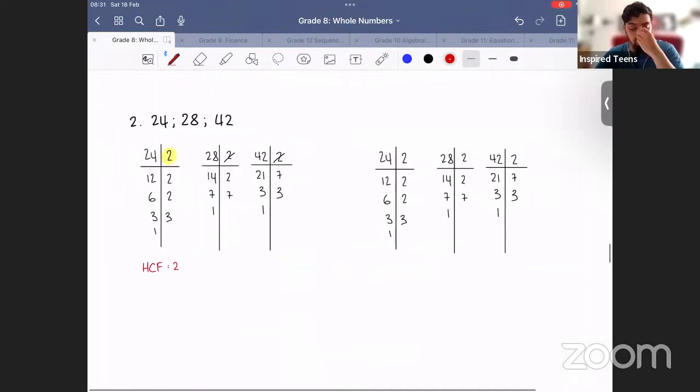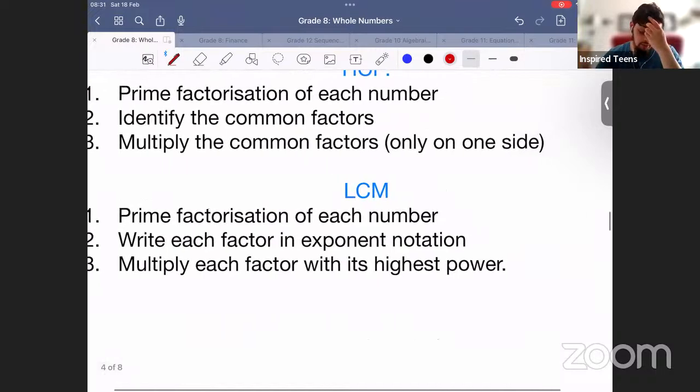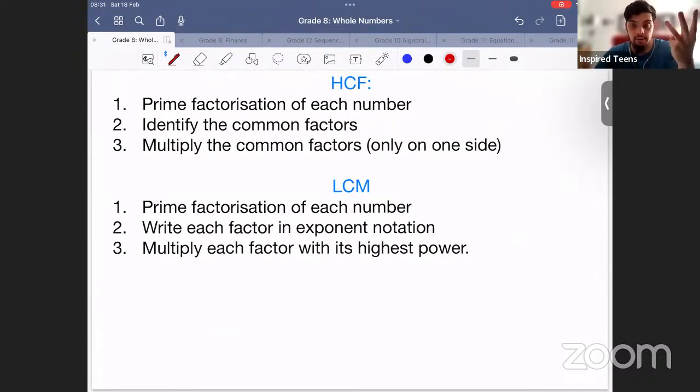Right. Now let us talk about lowest common multiple. So the lowest common multiple has 3 steps. Okay, so we've done HCF for 2 numbers.